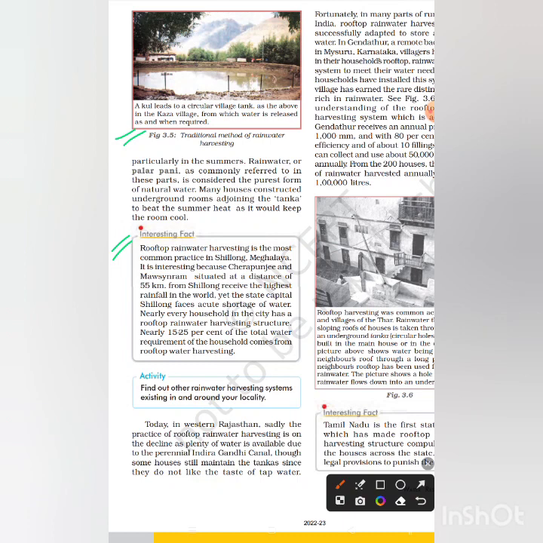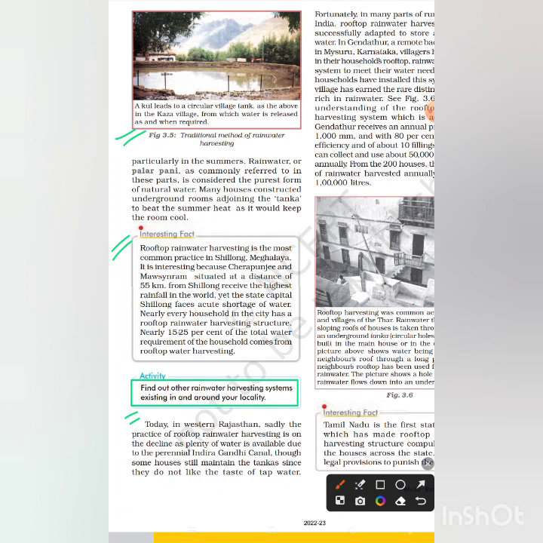Yet the state capital Shillong faces acute shortage of water. Nearly every household in the city has a rooftop rainwater harvesting structure. Nearly 15 to 25% of the total water requirements of the household comes from rooftop water harvesting. Another activity: find out other rainwater harvesting systems existing in and around your locality.